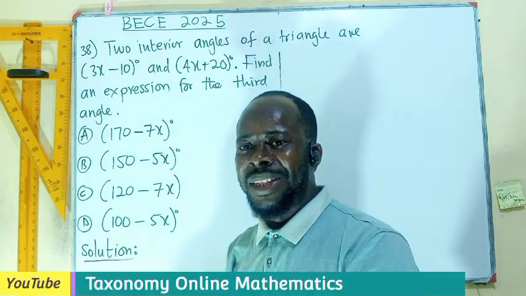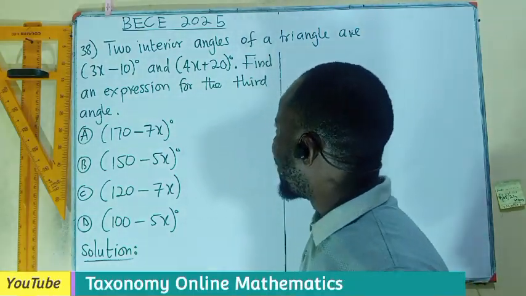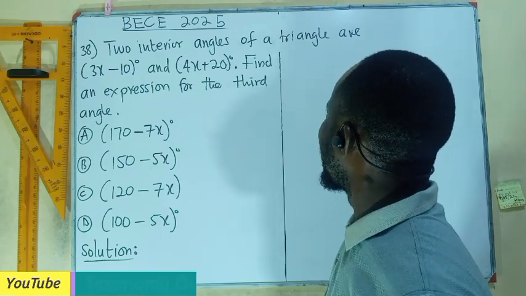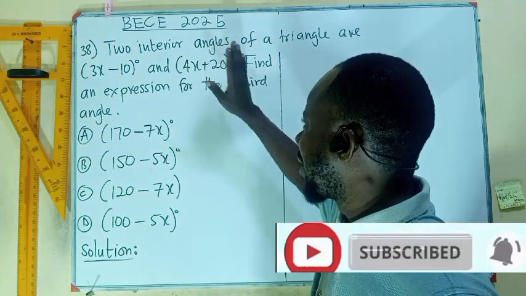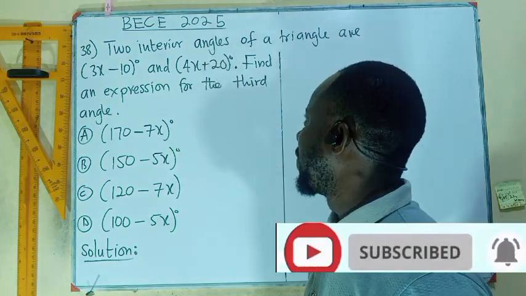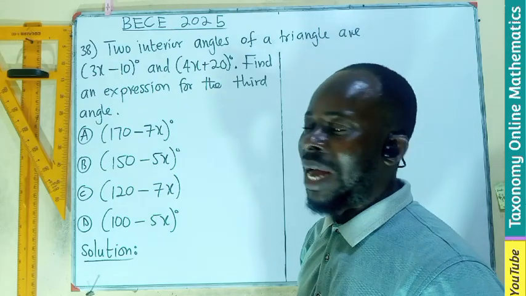Hello, welcome. Question 38, BECE 2025. Two interior angles of a triangle are given by 3x minus 10 and 4x plus 20. We have to find an expression for the third angle.